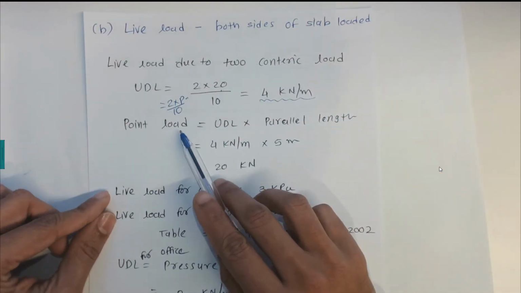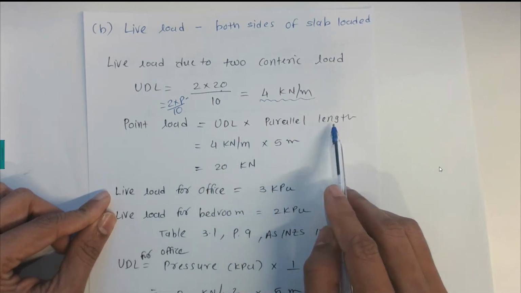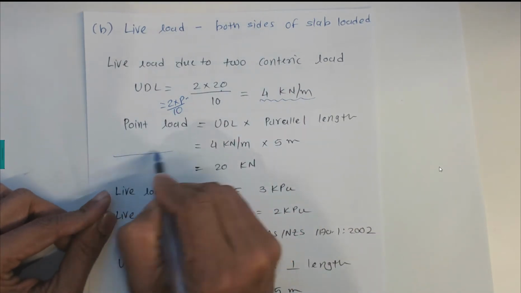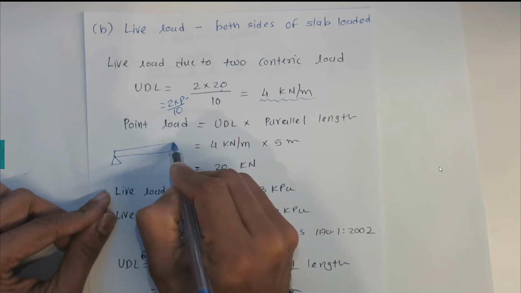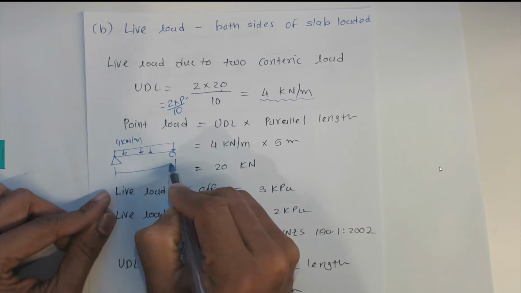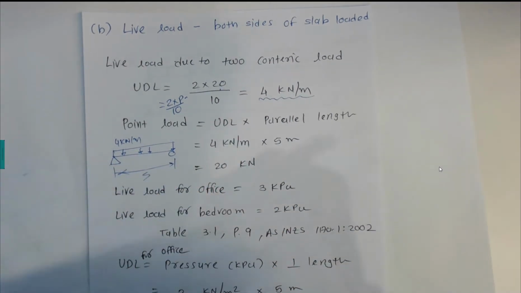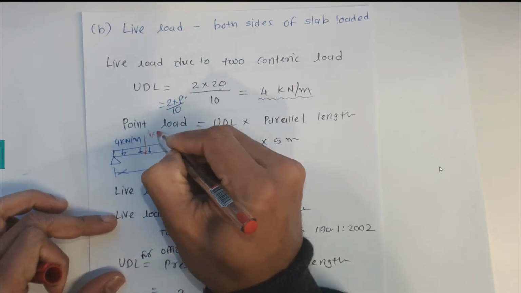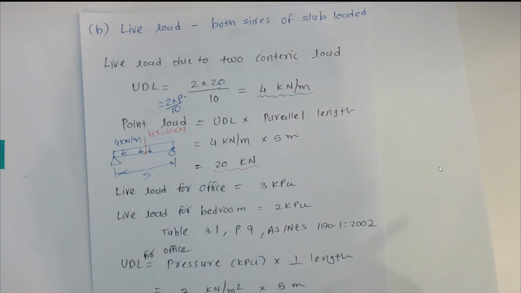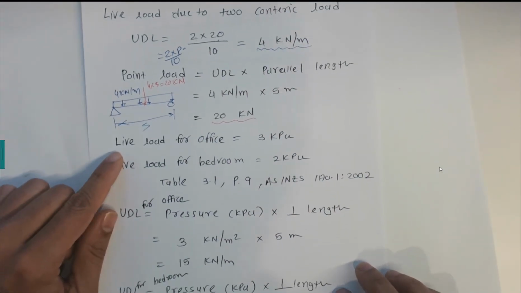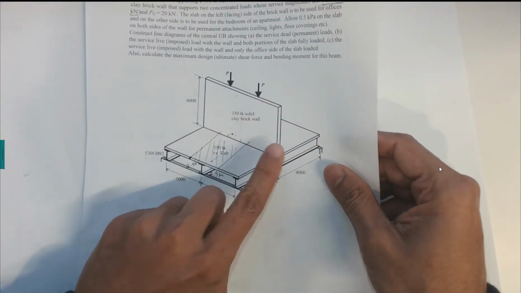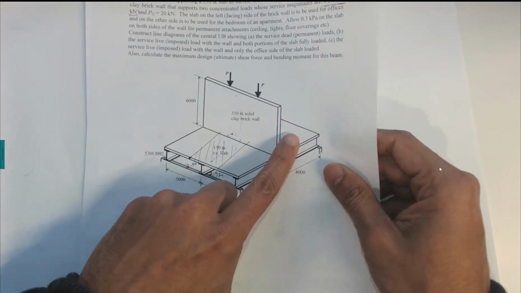The equation for calculating the point load from the UDL load is equal to the UDL times the parallel length. So 4 kilonewtons per meter times 5 meters. In the previous Mechanics of Solids, we did many of these examples where we have 4 kilonewton per meter over 5 meters, so this would be 4 times 5, which is 20 kilonewtons as a concentrated load. That is the point load. Now, in the question it says that one side of the slab is used for office purposes and another side of the slab is used for bedroom.